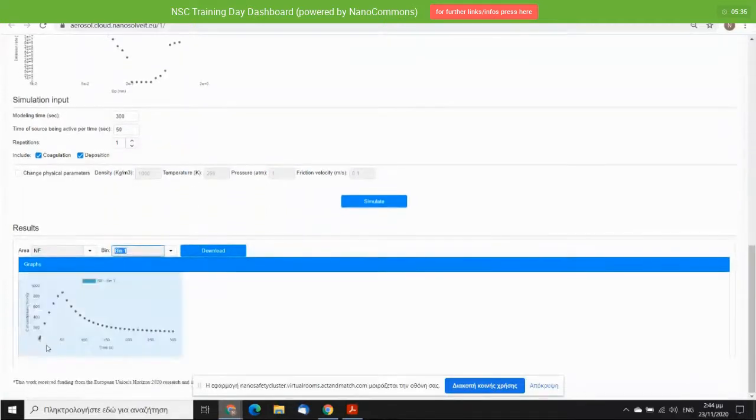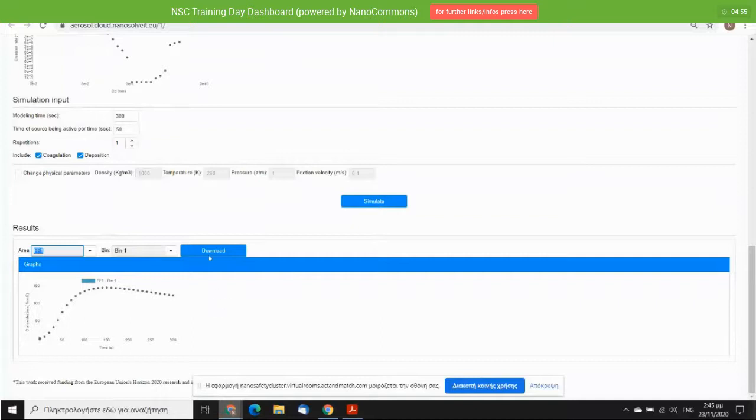And here you can see directly how the concentration of the nanomaterial in the NF area elapses with time. And you see here that for the 51 seconds, as we put here, the source is active, and then when the source closes, the concentration drops. And we can see here also for the FF1 area that it first increases, and then we have a small drop at larger times.